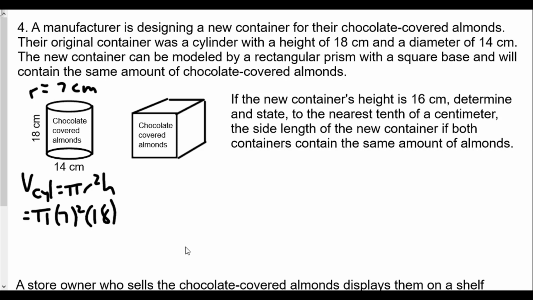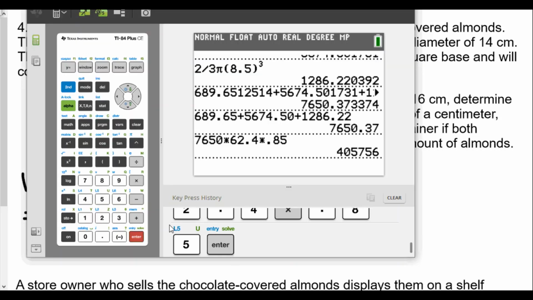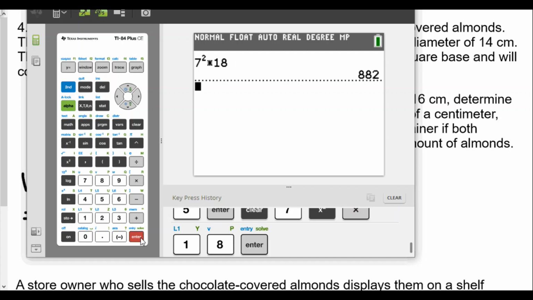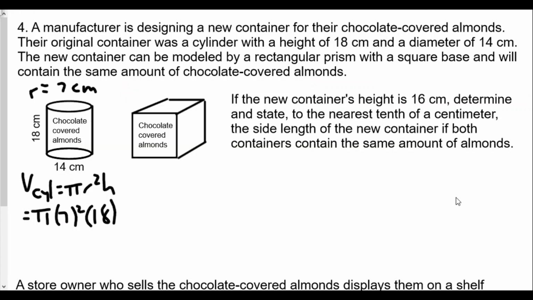Let's go to our calculator. I'm going to leave it in terms of pi. It makes it easier for us. So we clear all this here, and we have 7 squared times 18, and we get 882. So we get 882 pi centimeters cubed.